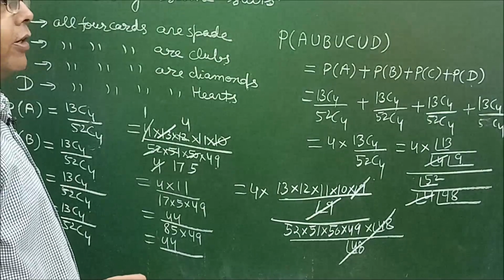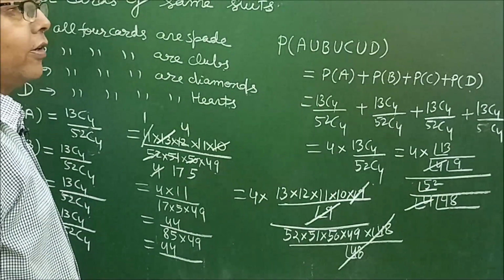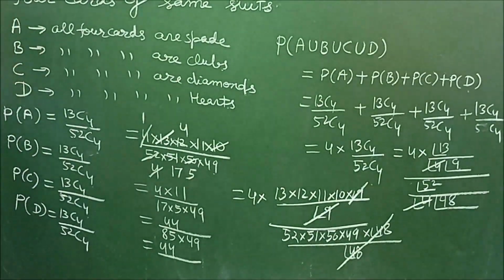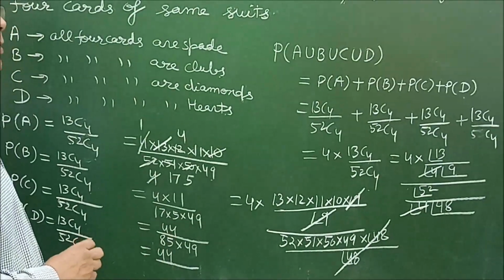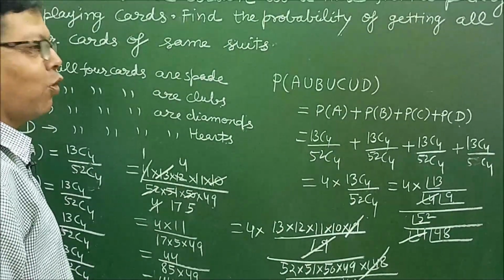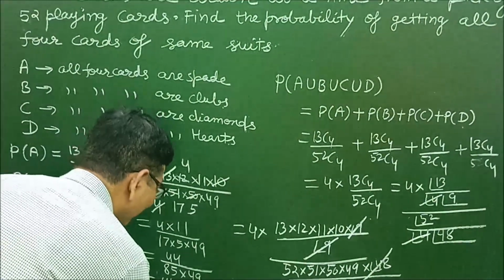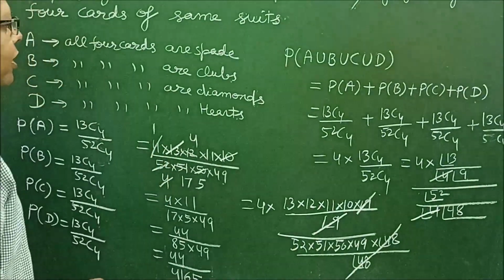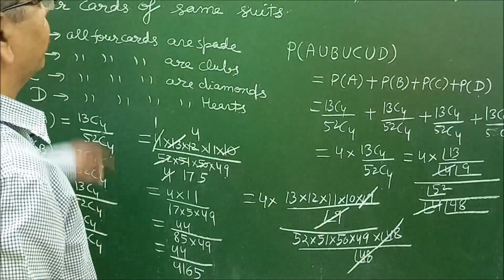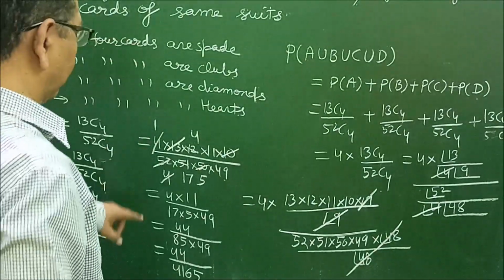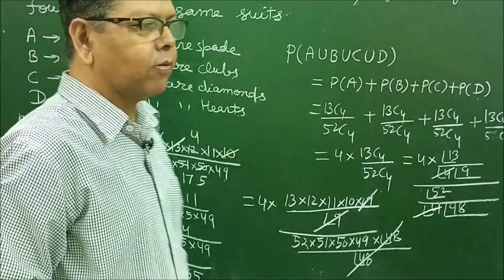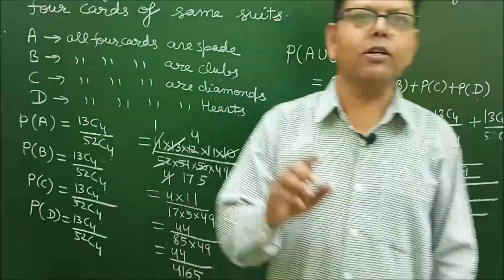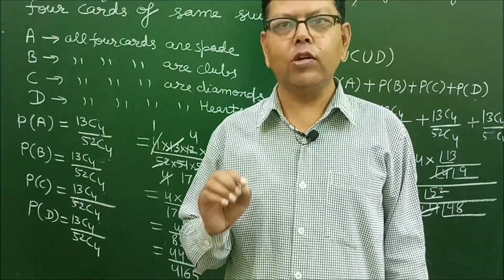44 upon 85 into 49 is equal to 44 upon 4165. So the probability of getting all 4 cards of same suit is equal to 44 upon 4165. With this I conclude today's session.